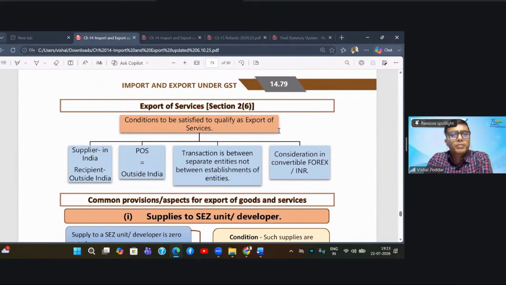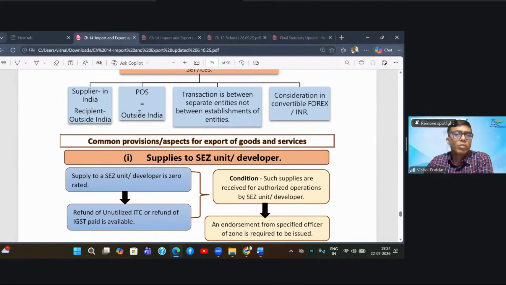Now, students, we come to the export of service. In export of goods, there weren't many conditions, but when you come to export of service, there are multiple conditions. First and second are common. Supplier is inside India, recipient outside, first condition. Place of supply is outside. What is important is the further conditions.